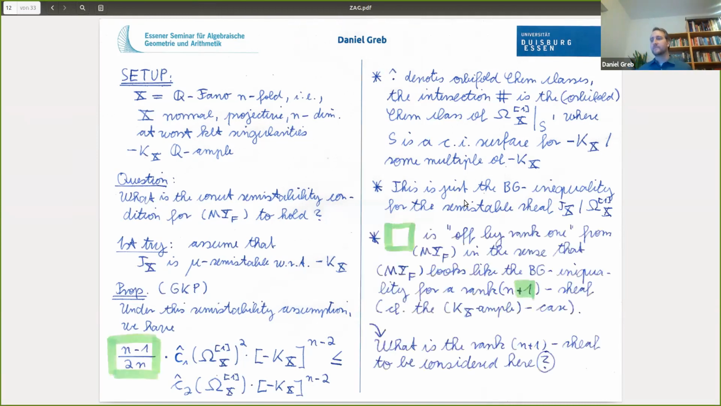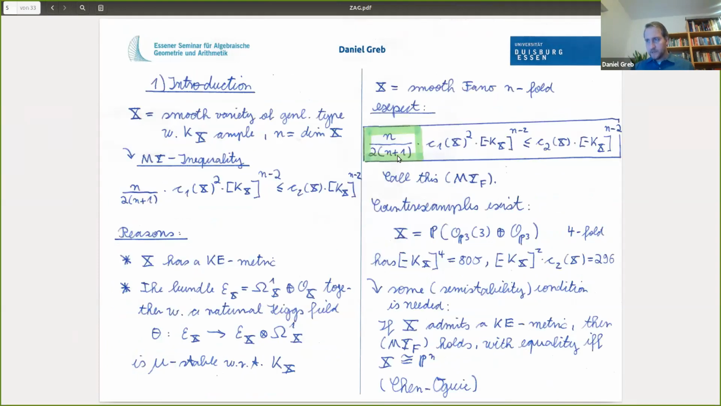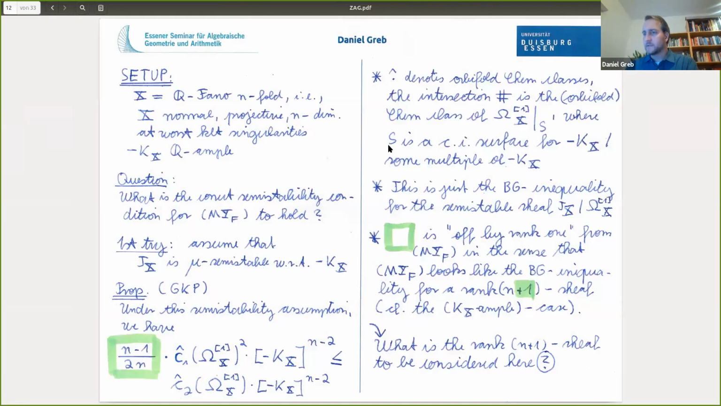And why are we not done? If you look at this factor, yeah, so n minus 1 divided by 2n, and you compare it with the Miyaoka-Yao, so the thing you want, which has n divided by 2n plus 1, then you see that it differs by 1 here and then here. Yeah, so this means that it's not as good an inequality as the Miyaoka-Yao one. So I say it's off by 1 rank from the Miyaoka-Yao, in the sense that the Miyaoka-Yao looks like the Bogomolov-Gieseker inequality for a rank n plus 1 sheaf.